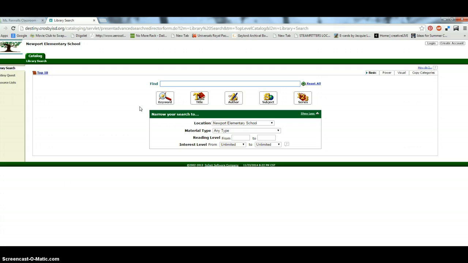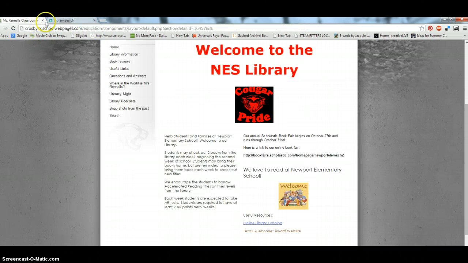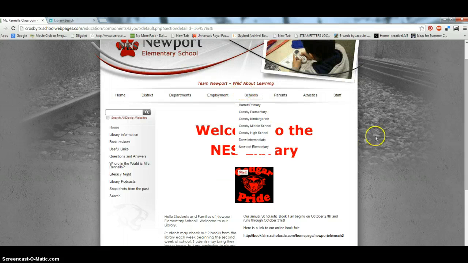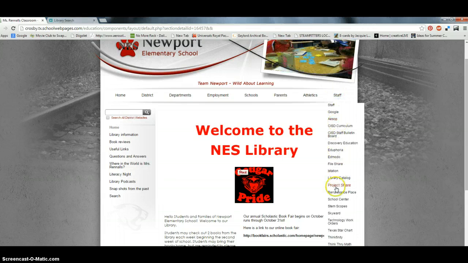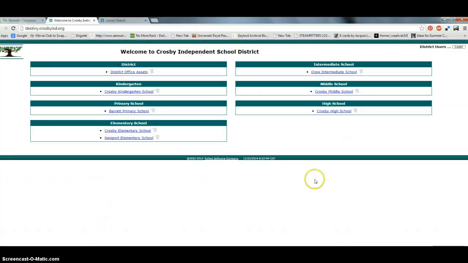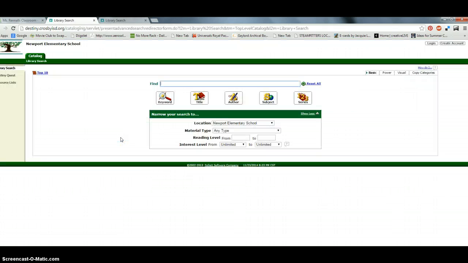But I also want to take you back and take you to another way. Now, there's an easier way to get into Follet Destiny, and you can click on Staff, then Library Catalog, and you're there also. So there's two ways you can get into Destiny Follet, our card catalog. All right.